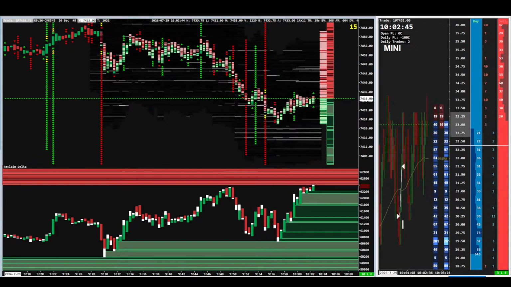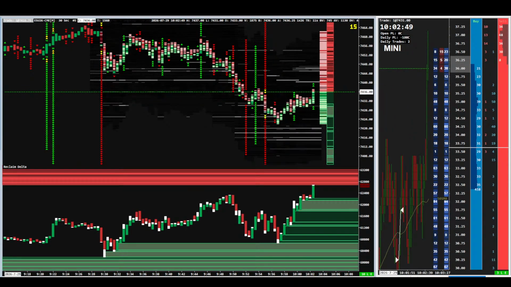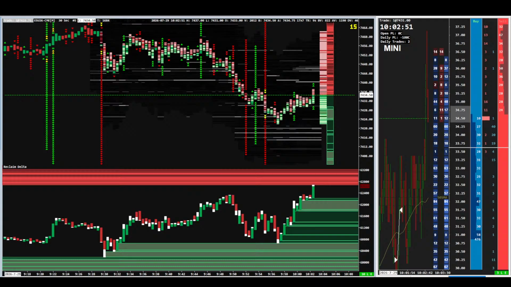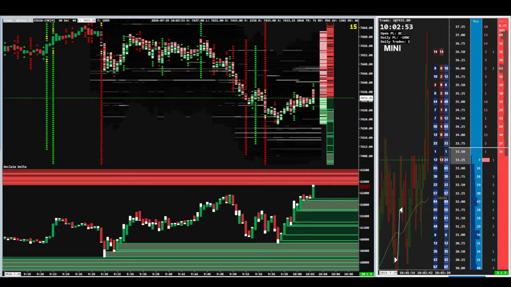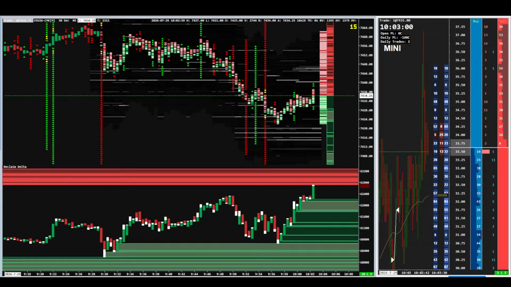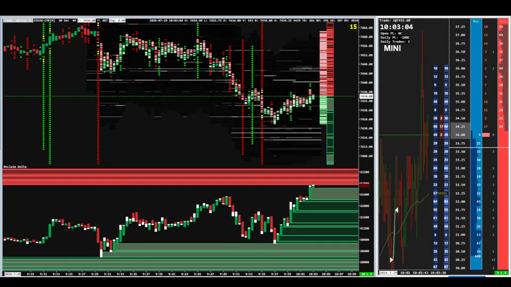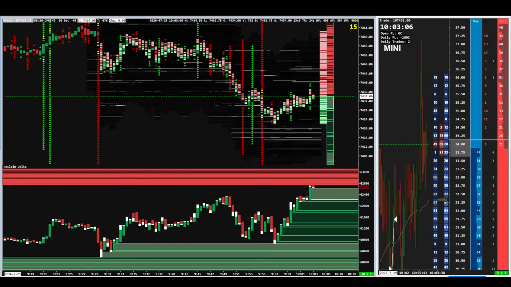If the delta spikes progressively get larger, that means that each push is getting more intense. That means there's more volume on each push. See that this is spiking up to 2. It went to 4 briefly.